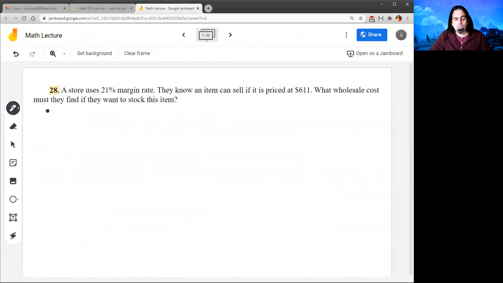Right now, we're working on number 28 from the practice test. So a store uses a 21% margin rate. They know an item can sell if it's priced at $6.11. So they need to find a supplier that can get this to them for a certain wholesale cost. So how do we do this with the $6.11 and the 21% margin rate?